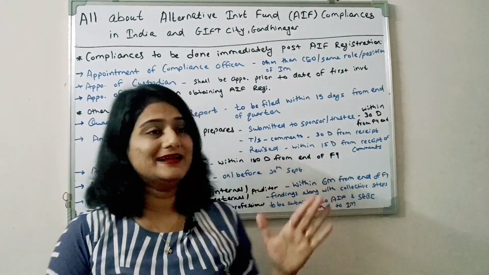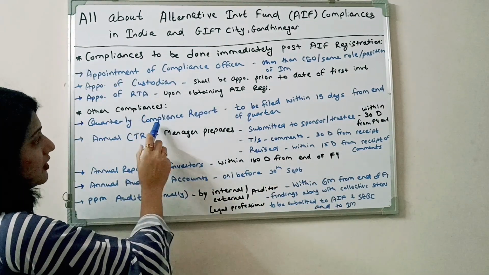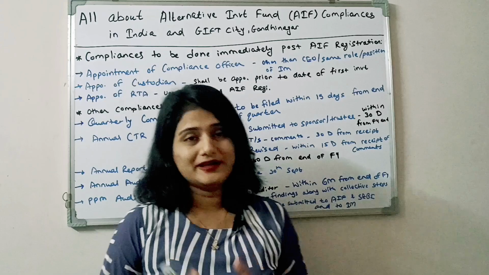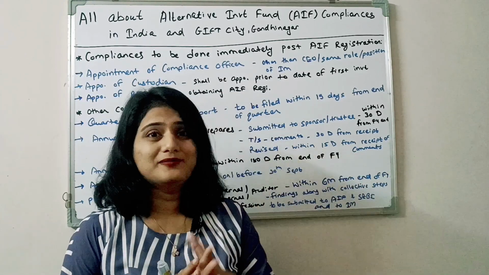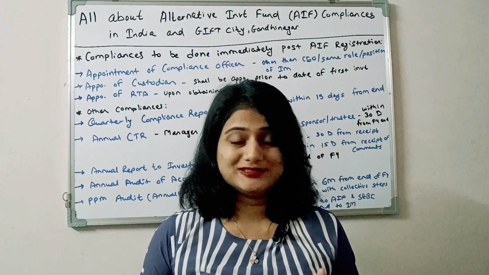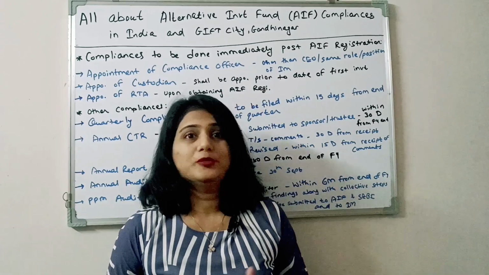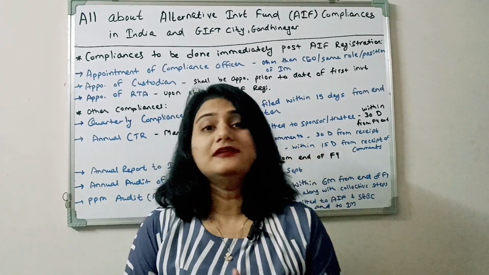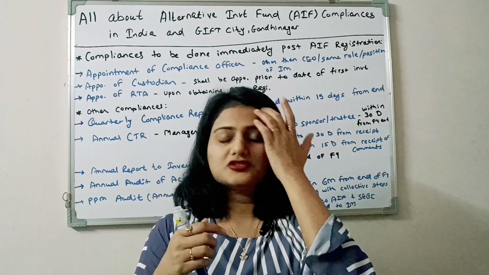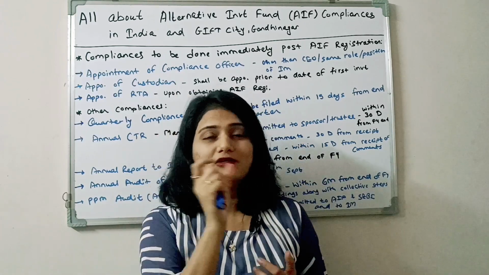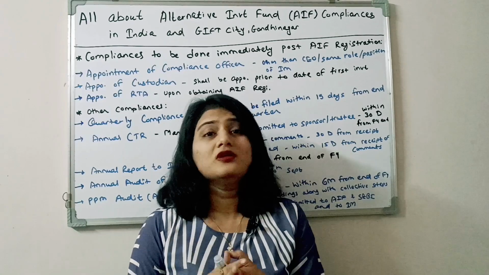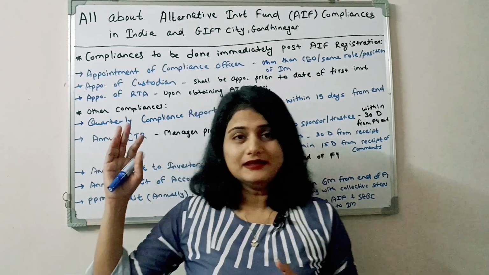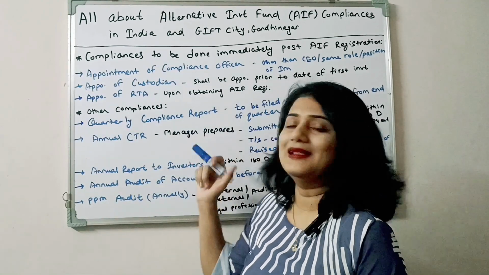One point I wanted to highlight here: the format of this quarterly compliance report is already provided. You can find this format provided by AIF industry associations. You can find this format on the SEBI website itself. You can scroll down the website. On the last part you will find the FAQ tab. Click on that and search for the quarterly compliance report. Over there you will be able to find the format of this quarterly compliance report.